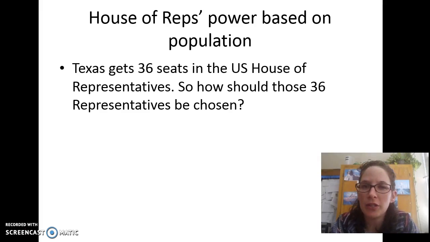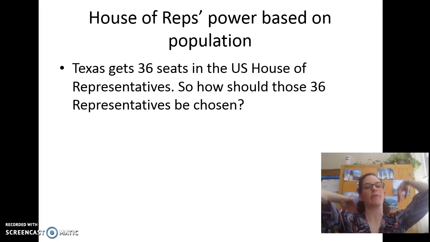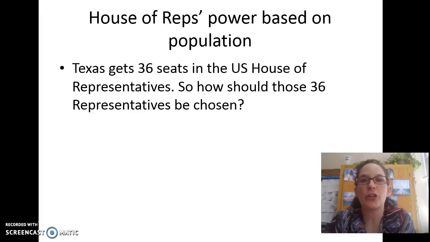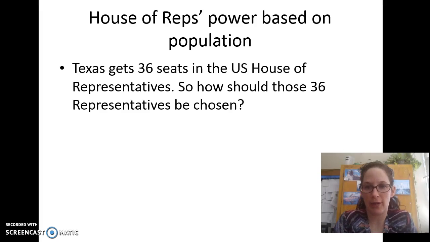We know that the Constitution said these folks would be directly elected, ensuring that they're the more representative body. But how to pick the 36 people to go serve us, to go represent us in Washington, D.C.? Maybe we should have an election and everybody goes out and votes across Texas and the top 36 winners get to serve. We don't do it that way. There's a few options. The way we do it, though, is we have each person in the House of Representatives represent a group of people in a geographical space.